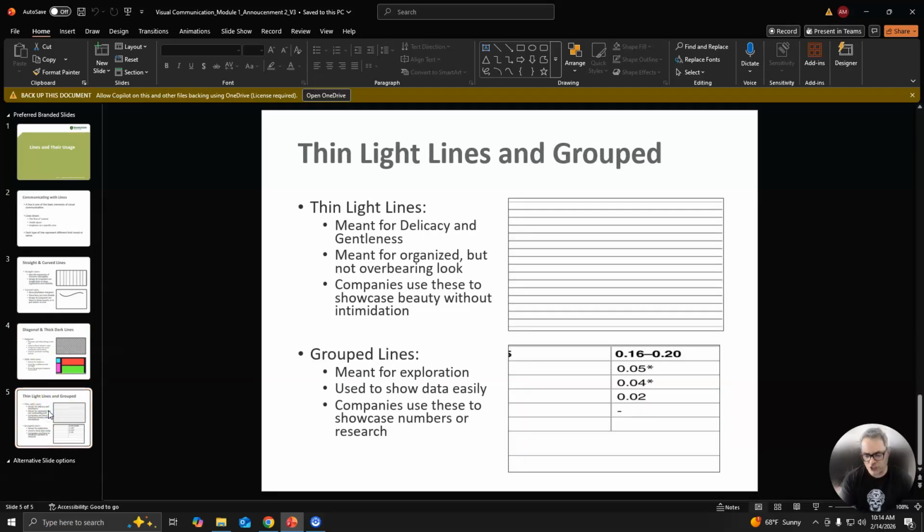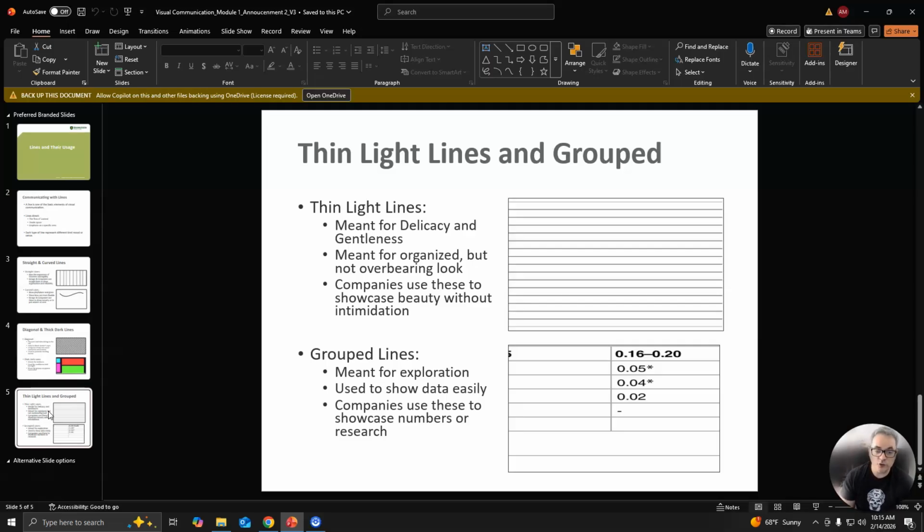Now, the last two that I'm going to show y'all are a little bit different. There are thin light lines. These are meant for delicacy and gentleness, for organized but not overbearing looks. We tend to see these a lot with anything that deals with artistic expression. Clothing lines use thin light lines a lot because they help highlight the artistic element.